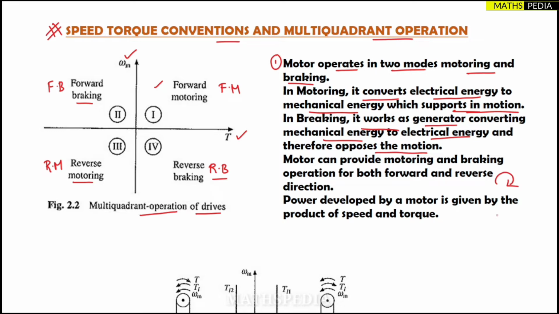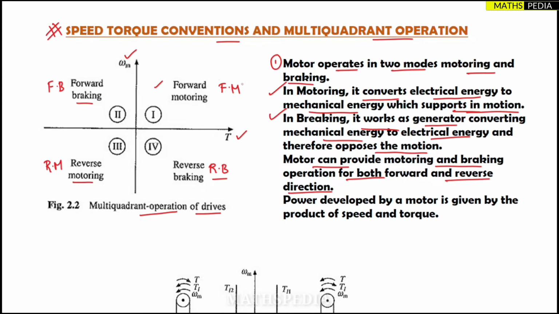Now in braking, what happens? It will oppose the motion because it will work in the opposite direction. That we'll understand when we take up the hoist load and all. Okay, so for this case you remember two modes of operation, braking and motoring. Now a motor can provide motoring and braking operation for both forward and reverse direction. Now this direction, most important thing.